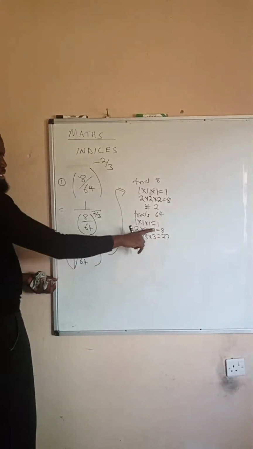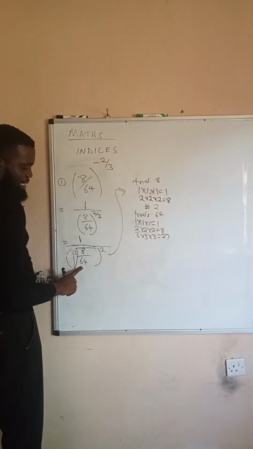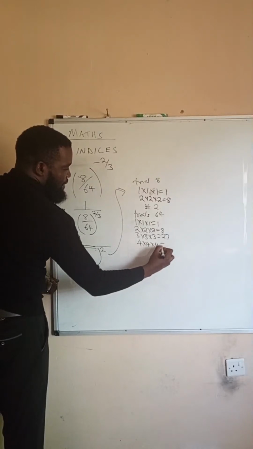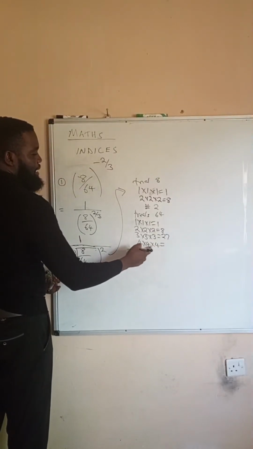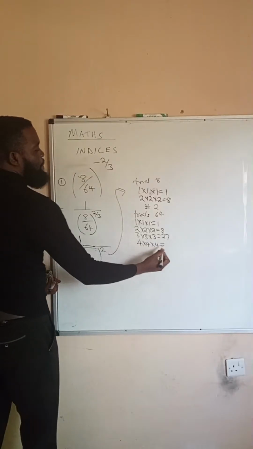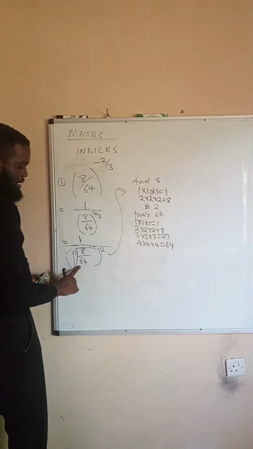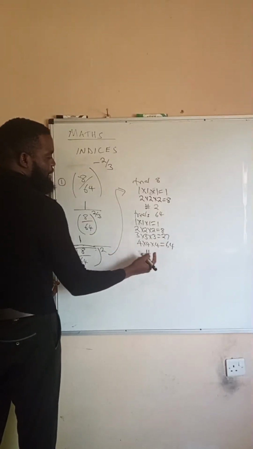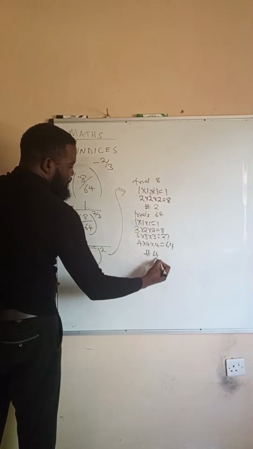Do you have 8 here? No. 27 here? No. I try 4. 4 times 4 times 4 is equal to 4 times 4, 16. 16 times 4, 64. So 64. Do you have 64 here? Yes. The trial number that is giving me 64 is actually trial number 4.